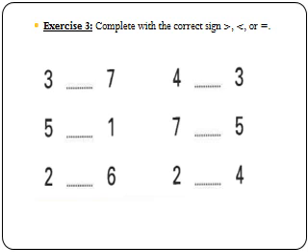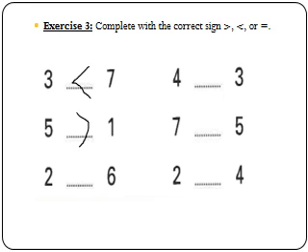In exercise 3, we have to complete with the correct sign. Greater than, less than, or equal. 3 and 7. Which number is greater? 7 is greater than 3. 5 and 1. Which number is greater? 5 is greater than 1.